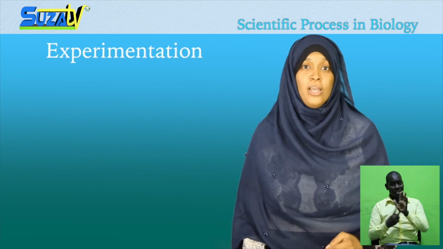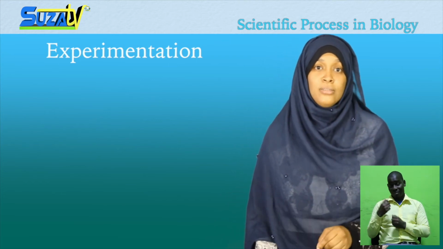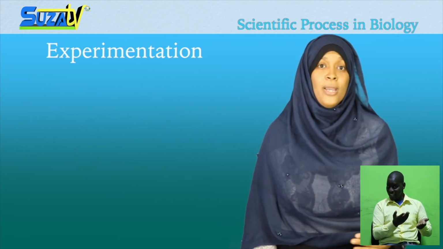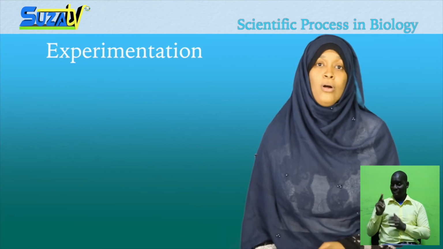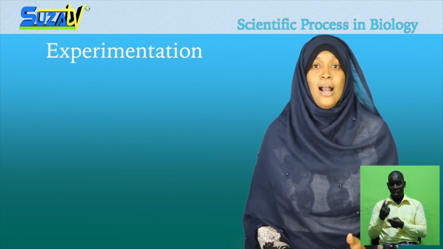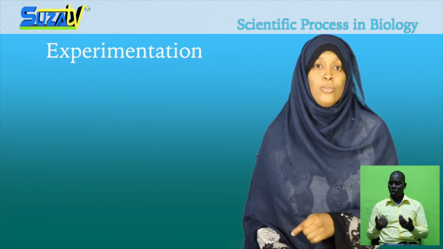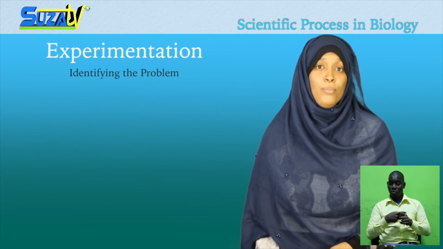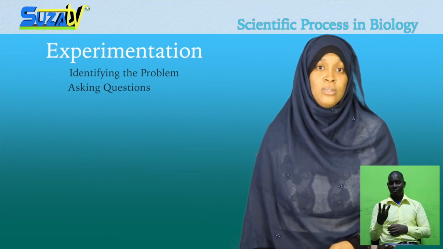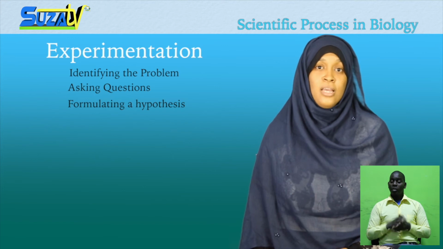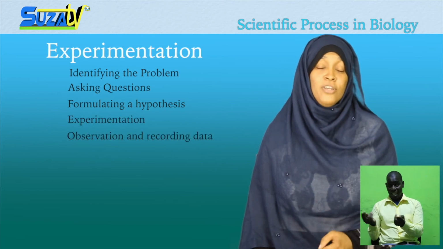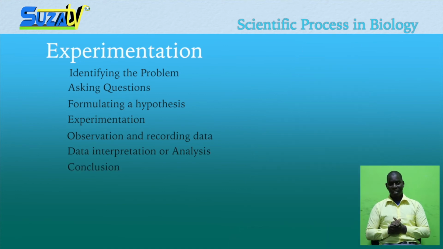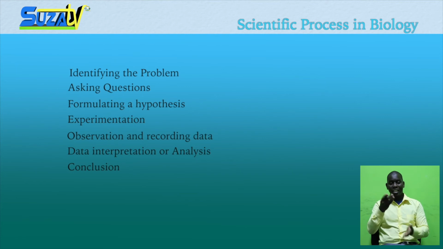Experimenting puts together all the science process skills. With the information we gather from our senses, we can make predictions about the natural world. The ability to make accurate predictions revolves on the steps of the scientific method. These include identifying problems, asking questions, formulating hypotheses, experimentation, observation and recording data, interpretation, and conclusion. Let's discuss them step by step.